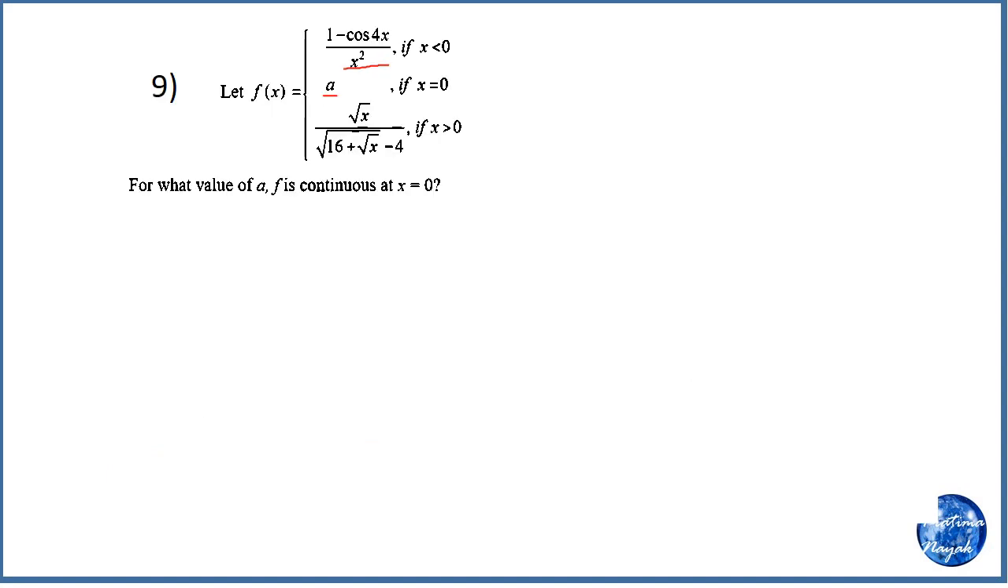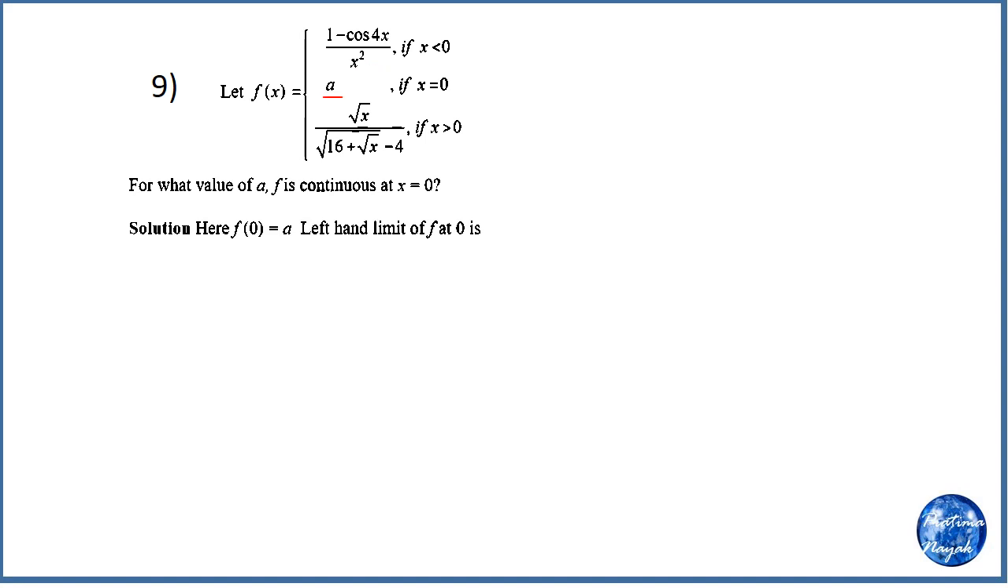Next question. f(x) is equal to (1 minus cos 4x) by x square if x is less than 0, a when x is exactly equal to 0, and root x by (root 16 plus root x minus 4) when x is greater than 0. For what value of a is f continuous at x equal to 0? Same logic.